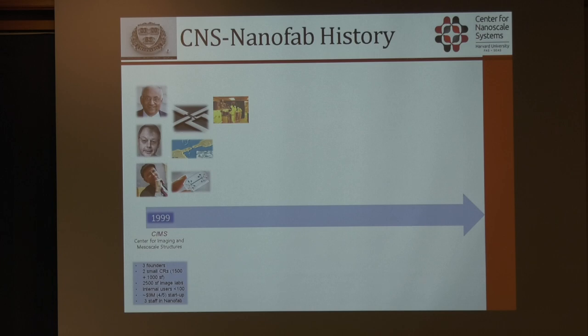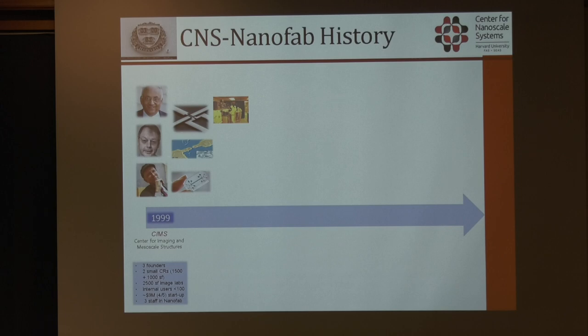Several faculty realized this gap, and three of them, our founders Binky, Bob Westervelt, and Josh Aizenberg, formed a proposal and convinced the school to invest. The core facility is called CIMS, the Center for Imaging and Mesoscale Structure. At that time, we were relatively good at imaging, but the clean room was bad.